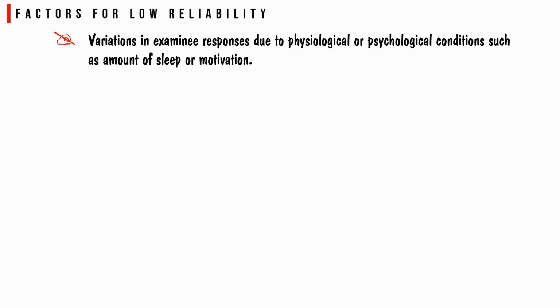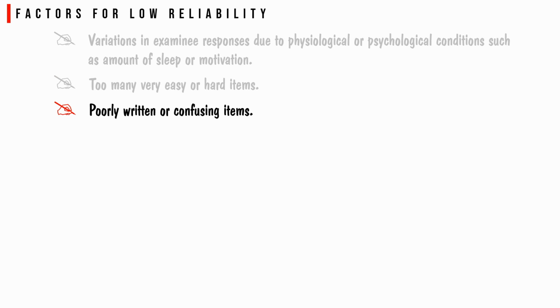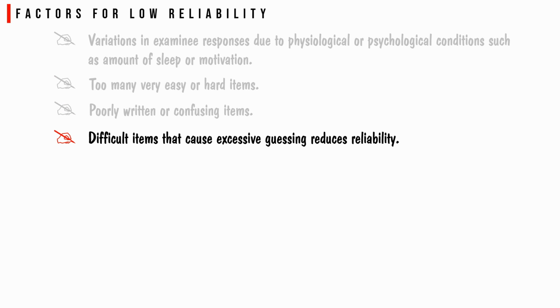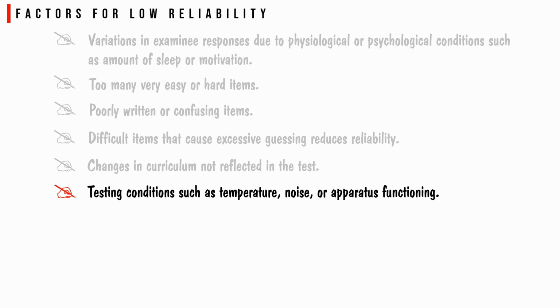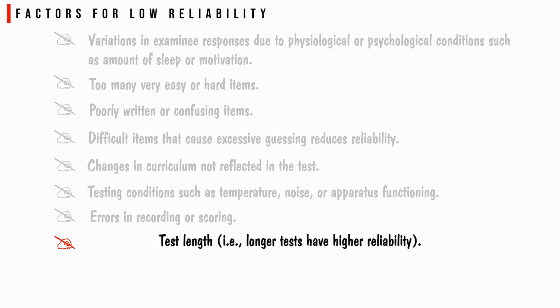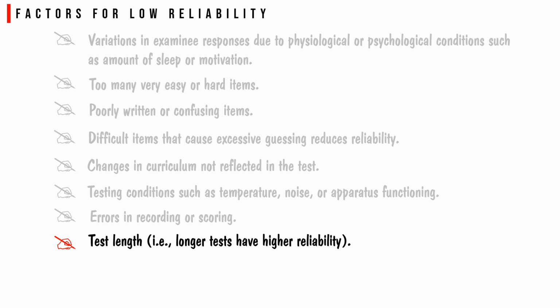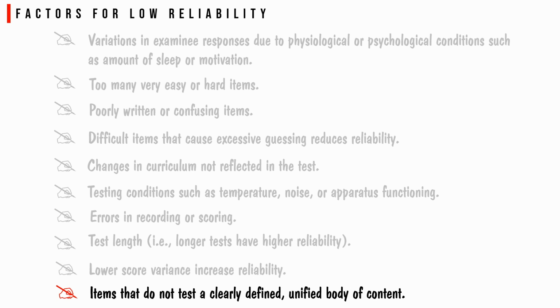Factors for low reliability. Variation in examinee responses due to physiological or psychological conditions such as amount of sleep or motivation. Too many very easy or hard items. Poorly written or confusing items. Difficult items that cause excessive guessing reduce reliability. Changes in curriculum not reflected in the test. Testing conditions such as temperature, noise, or apparatus functioning. Errors in recording or scoring. Test length, that is, longer tests have higher reliability. Lower score variance reduces reliability. Items that do not test a clearly defined body of content.